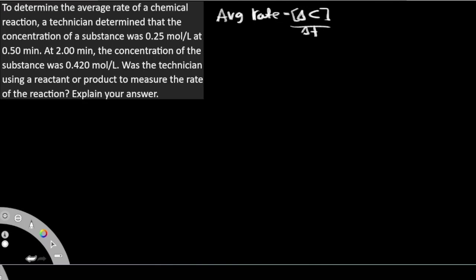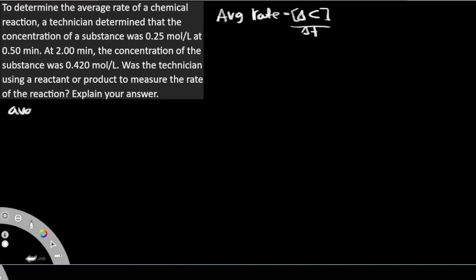A technician determined that the concentration of a substance was 0.25 at this amount of time, and then as we go along at 2 minutes, you now see it at 0.420 moles per liter. So what is going to be the final? Obviously it's going to be 0.420. This is the final one, whereas this here is going to be the initial one. So I'm just going to write it out as such.